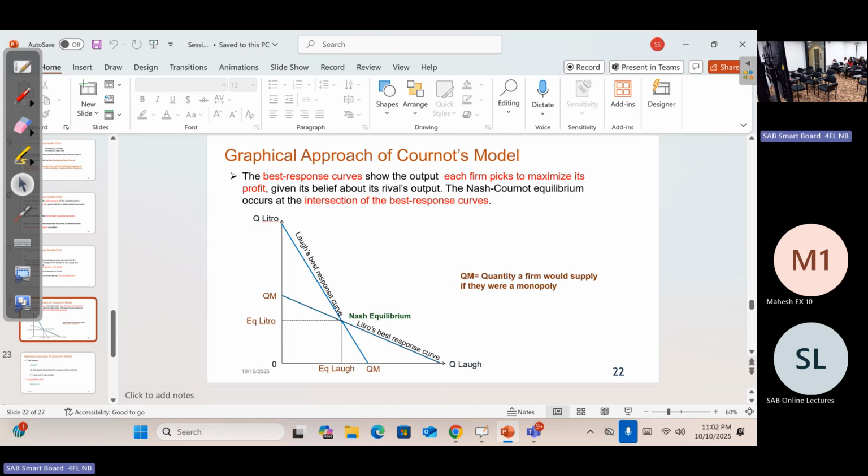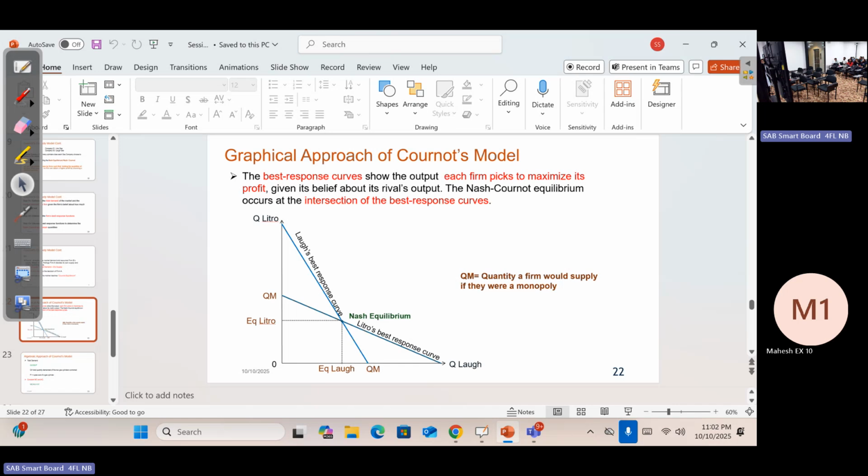The average cost is something like here, equals AC, normal. So all these three scenarios could happen for monopoly. How about monopolistic competition?